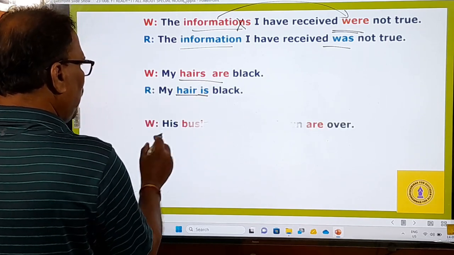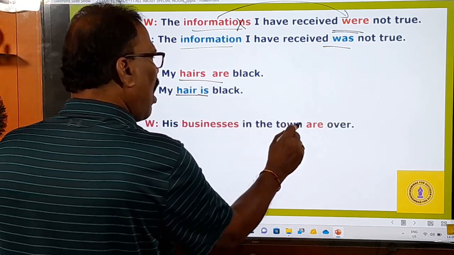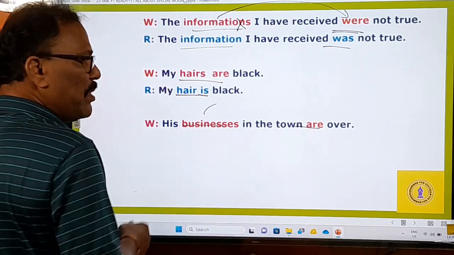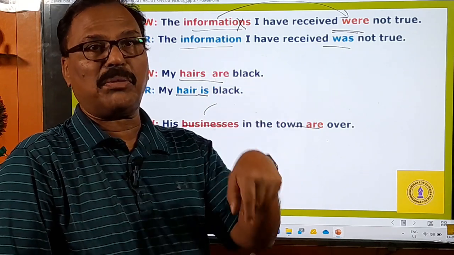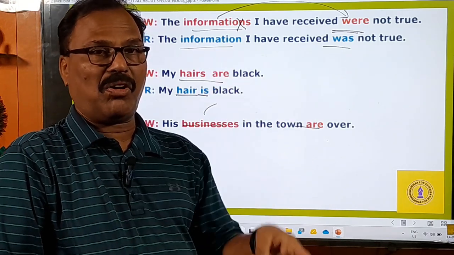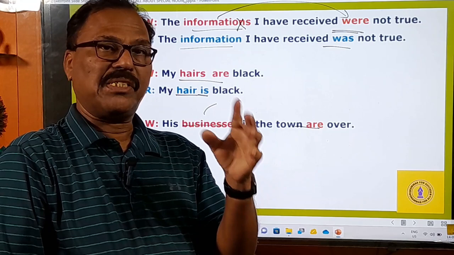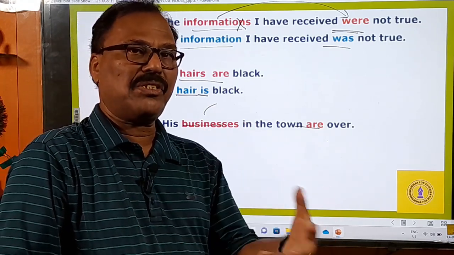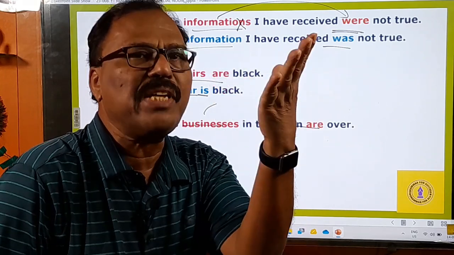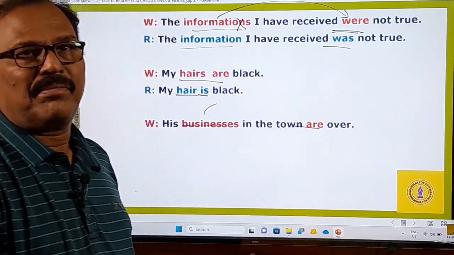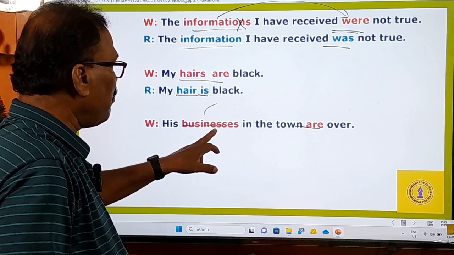Okay, and then comes his business in the town are over. His businesses. Some people say, my businesses. Business itself is an uncountable noun. It has no plural form at all. Business, business only. Whether you are doing one business or two businesses or three businesses or something, whatever it is, you call all of them business. Okay. Business. Don't say businesses.